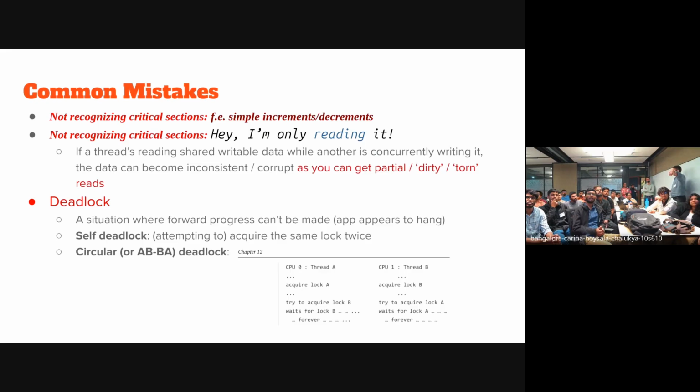This is from my kernel programming book, guys. So, A and B simultaneously take two locks, A and B, but then each wants the other's lock. And that doesn't work out. They wait for each other forever. So that's called ABBA deadlock. This is a case of circular deadlock. You can have deadlock in a circle, A waiting on B, B waiting on C, C waiting on A.